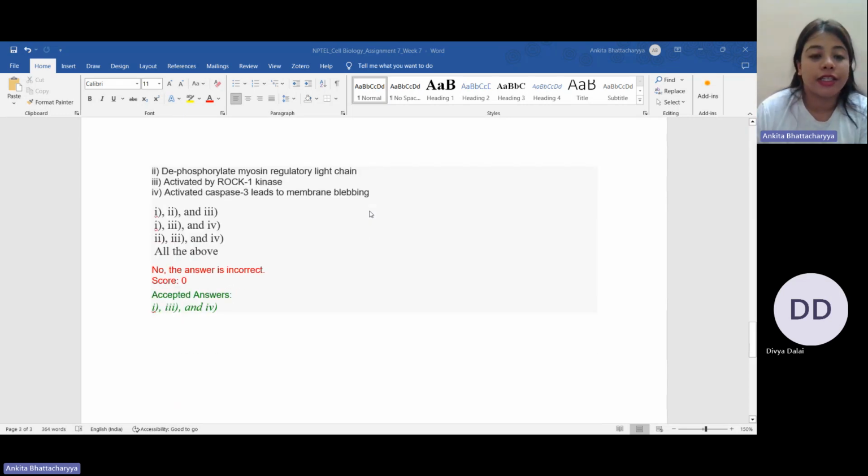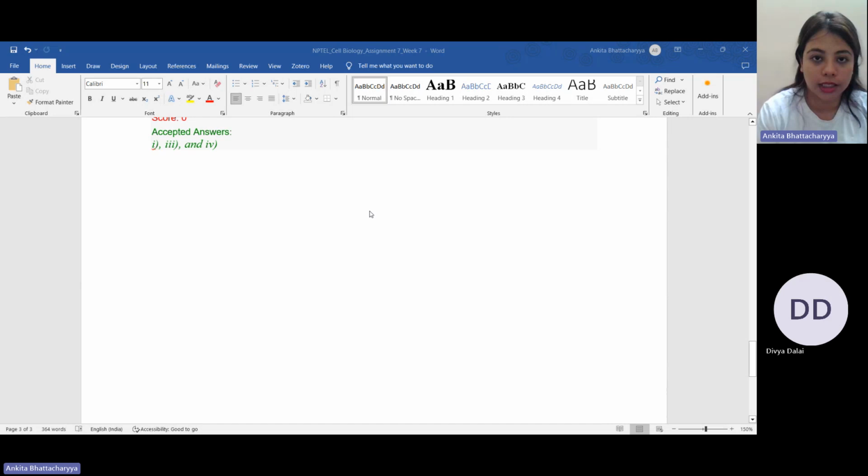And activated caspase 3 leads to membrane blebbing. Yes, that is also true because that is also one of the characteristic features of the entire process of apoptosis, or in fact, one of the key morphological features that are observed in a cell that is undergoing apoptosis. So statements 1, 3, and 4 are correct. So that would be option 2, and therefore that is the correct option.